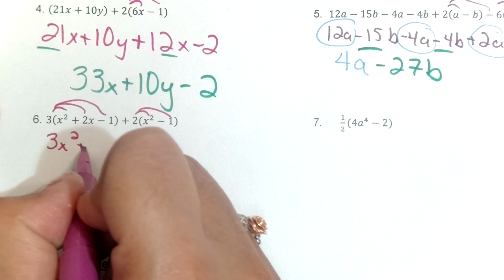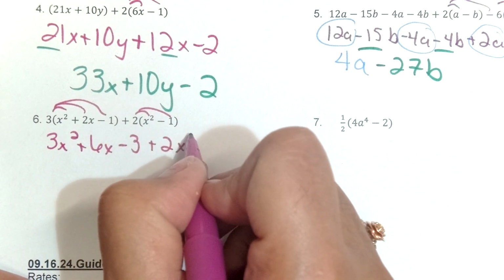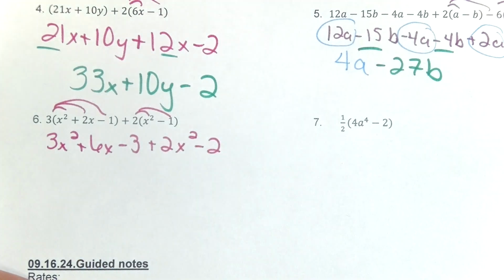3x squared plus 6x minus 3. And if you're not understanding where these numbers come from, please stop me. Don't just sit there and say you're going to fail your assessment.